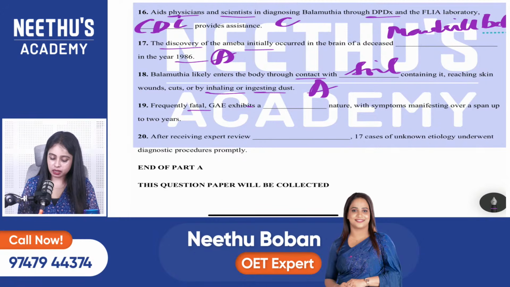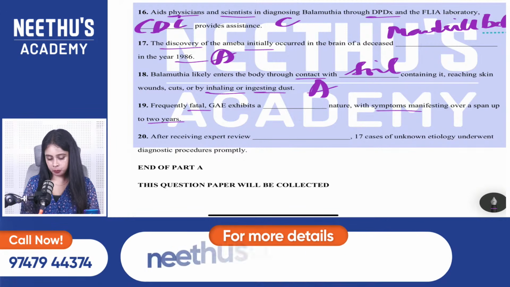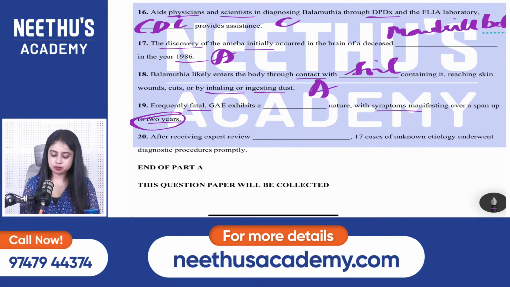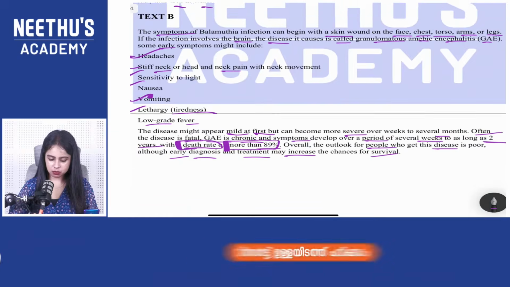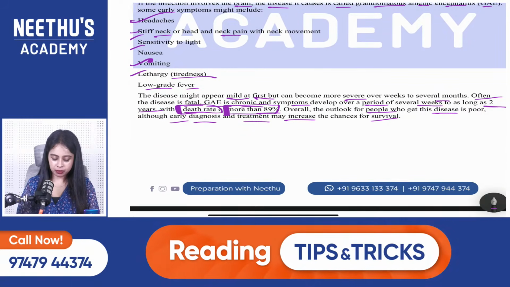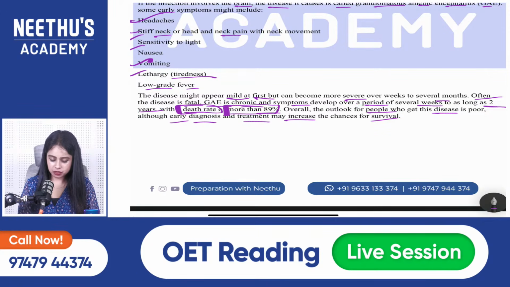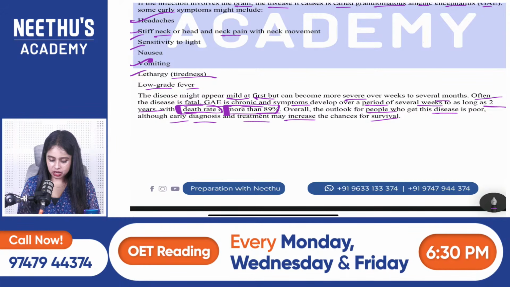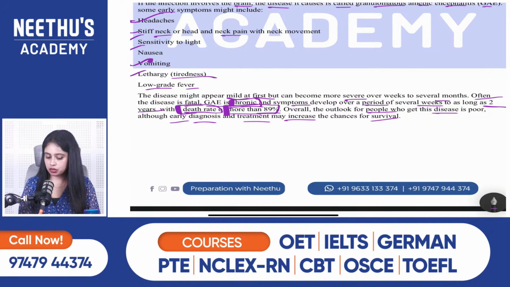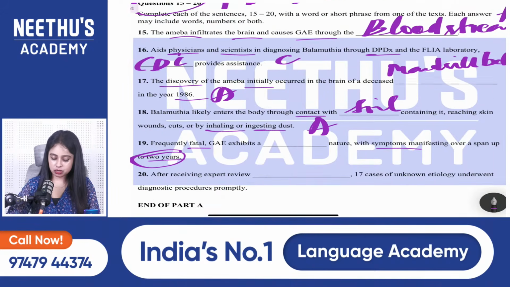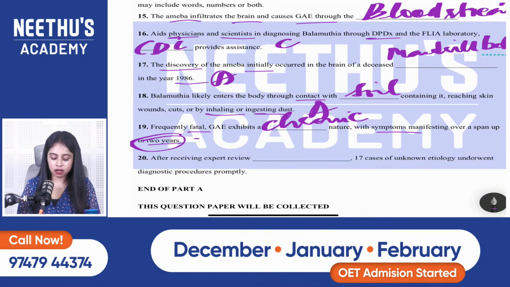19. Frequently fatal, GAE exhibits a dash nature with symptoms manifesting over a span of 2 years. So exactly 2 years we have already seen, and symptoms we have already seen there, that was in text B. Symptoms as well as exactly over 2 years. And what is the missing word there? Where is the answer mentioned? GAE is chronic and symptoms develop over a period of several weeks to as long as 2 years. So answer is chronic. So that is the missing word, mentioned in text B.